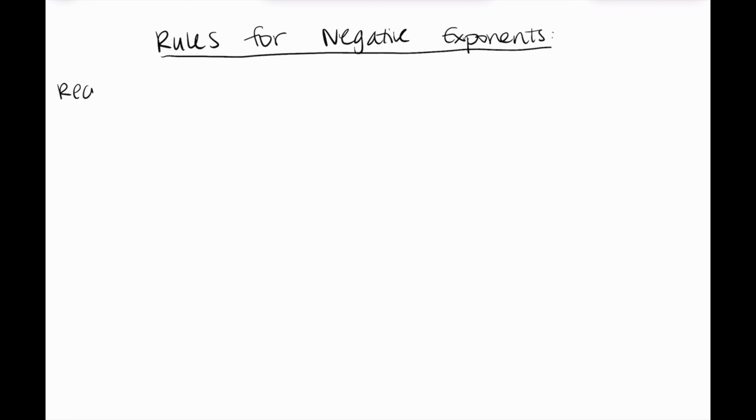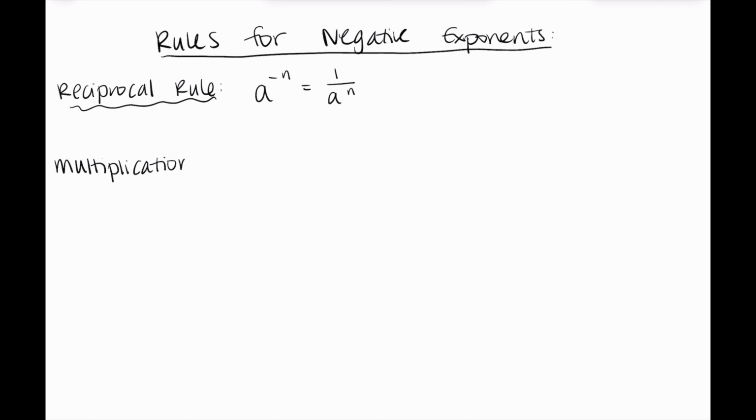The first rule we will go over is called the reciprocal rule, and that's what we have used to define what a negative exponent is. So when we have a raised to the negative n, a nonzero base with a negative exponent, that is just the same as the reciprocal. So a to the negative n equals 1 over a to the n.